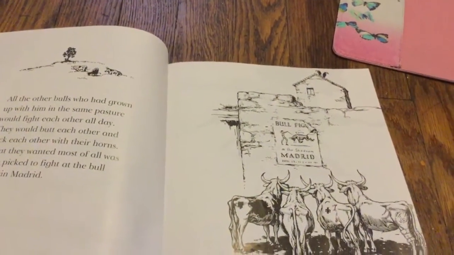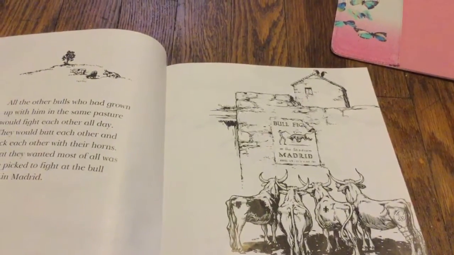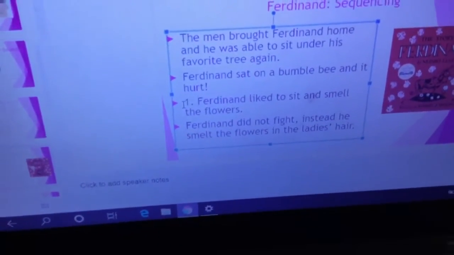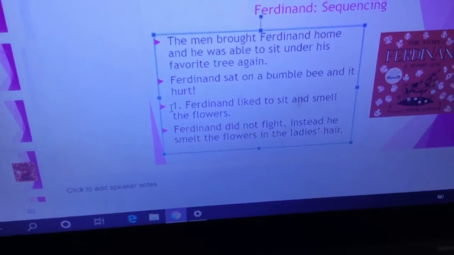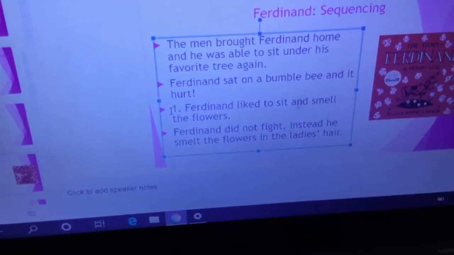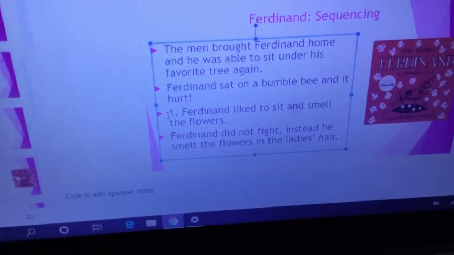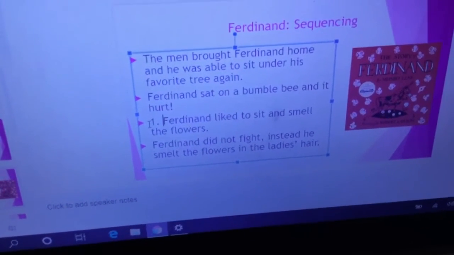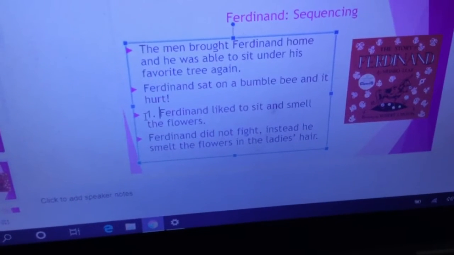That's right, a few men came and they wanted to take Ferdinand away. Was that event on our chart? Let's see. This one says, the men brought Ferdinand home, and he was able to sit under his favorite tree again. That event does talk about men, but let's see if there could be another event that happens before then.